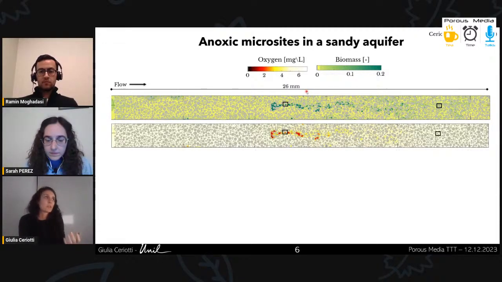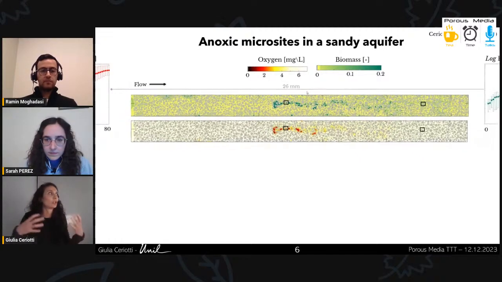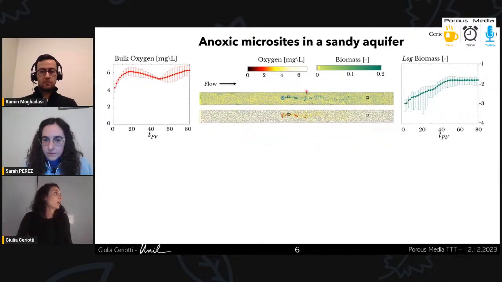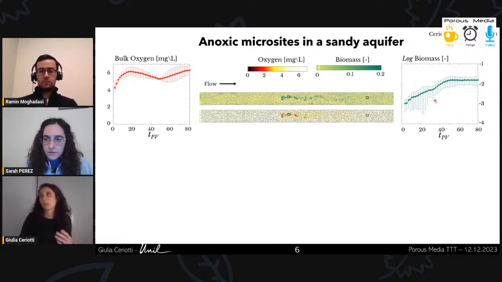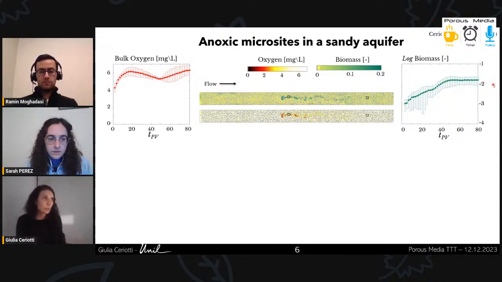So if I take one step back from the map, I can still characterize the system in a traditional way, according to bulk quantities. If I look at the bulk oxygen, which is essentially the average concentration of oxygen in this map, I can see that my system stays fully oxic for the entire duration of the experiment. The biomass has a typical logistic shape, so we have an exponential growth phase followed by a stationary phase, which is exactly what we expect when we have aerobic bacteria growing in a chip.